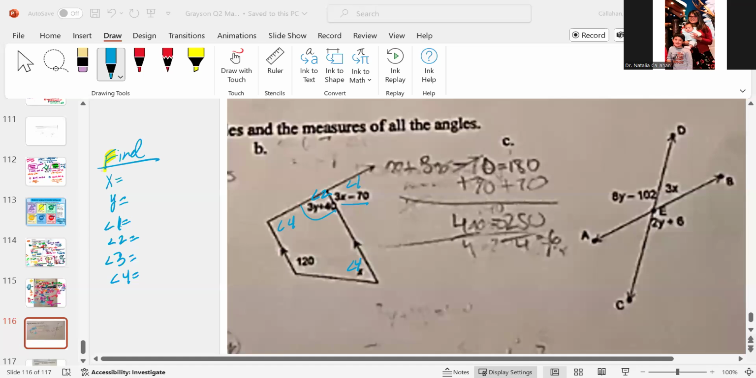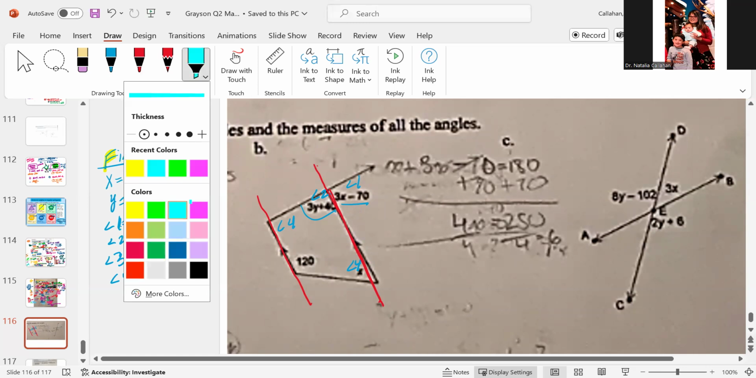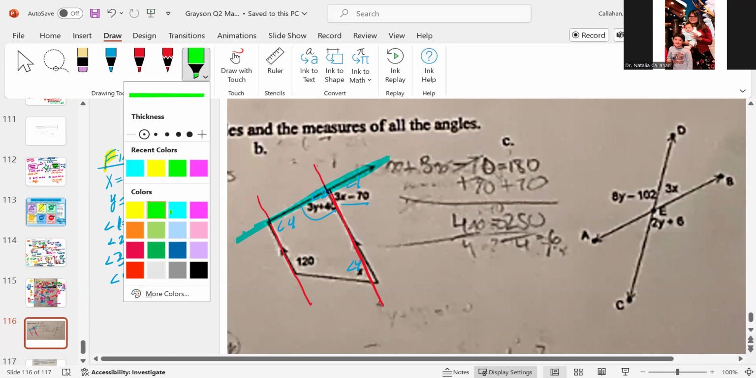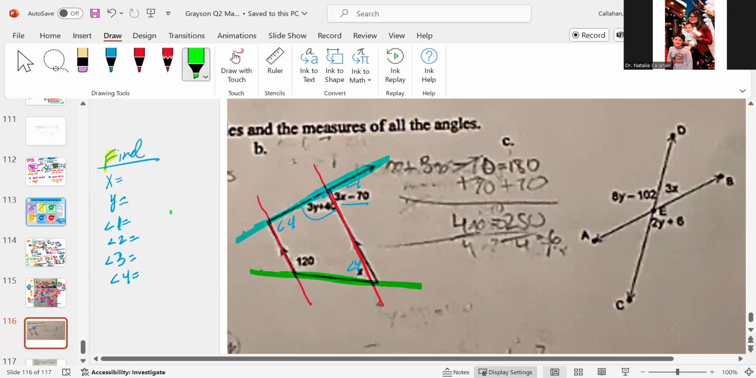Walk you through this. So you need to go ahead and draw these two lines so that way you know they're parallel. Extend them out. What color? You have two different transversals. You have this blue transversal right here and this green transversal right here. In this situation, which transversal will you be able to use to help you find one of the unknown variables?